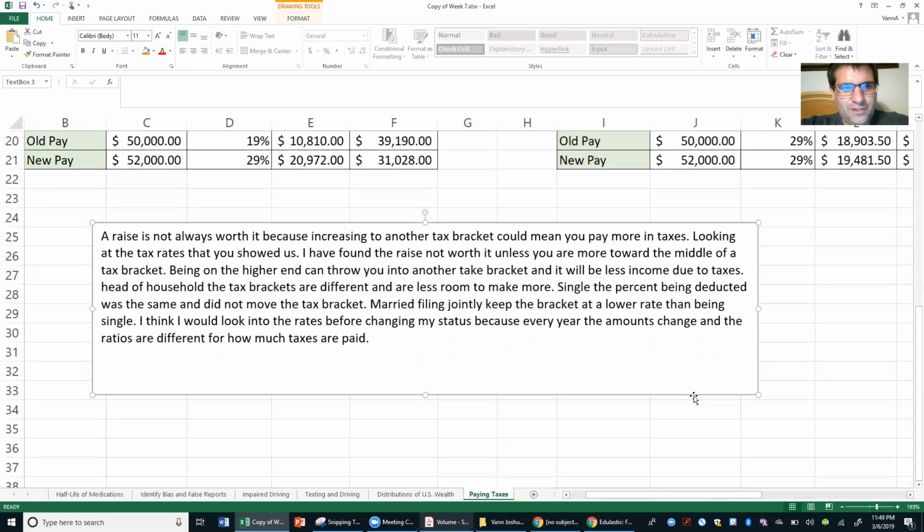A raise is not always worth it because increasing to other tax brackets could mean you pay more in taxes. Looking at tax rates, you showed us, I have found the raise not worth it unless you are more toward the middle of the tax bracket. Being on the higher end could throw you into another bracket, and it would be less income due to the taxes.